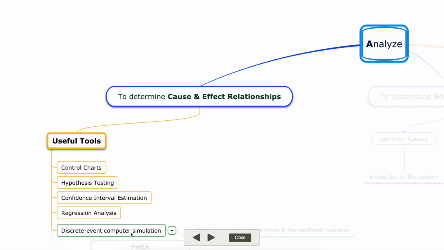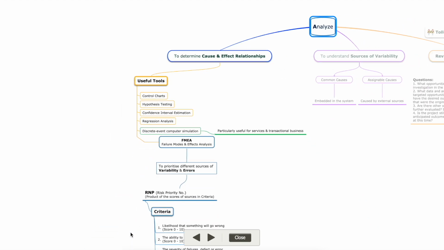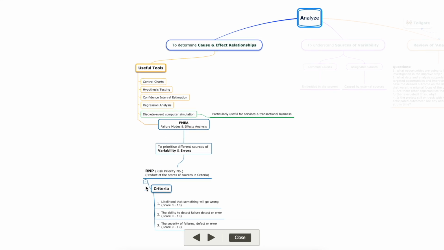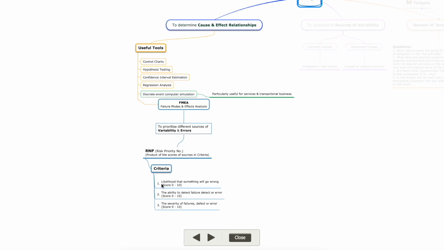In addition to these useful tools, there is another one which is FMEA. FMEA is the failure modes and effect analysis, which can help us in understanding the cause and effect relationships. In this FMEA, we prioritize the sources of variability and errors. With the help of this, we get a number, RPN, which is the risk priority number. And the risk priority number is calculated on certain criteria.